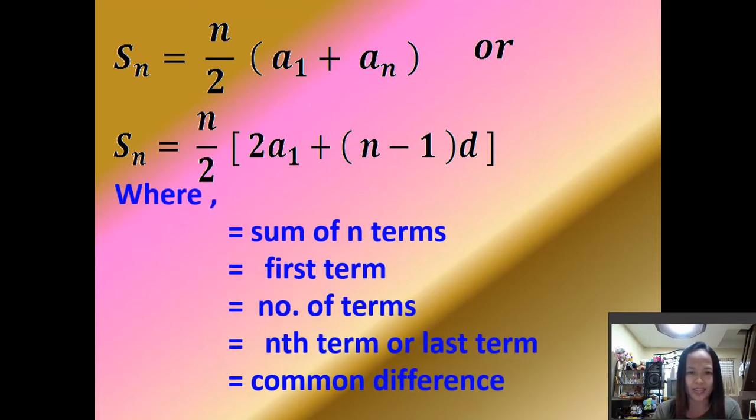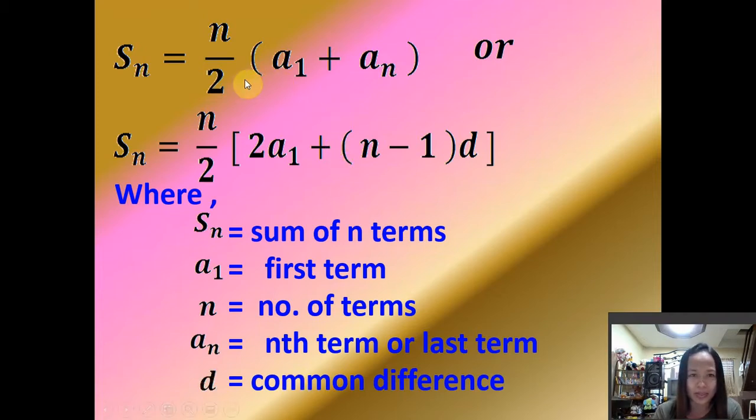Okay, so we have the sum of n terms, that is represented by, obviously, S sub n. First term, that is a sub 1, read as first term. Number of terms, that is represented by n. The n-th term or the last term, that is a sub n. And common difference, obviously, that is represented by d.